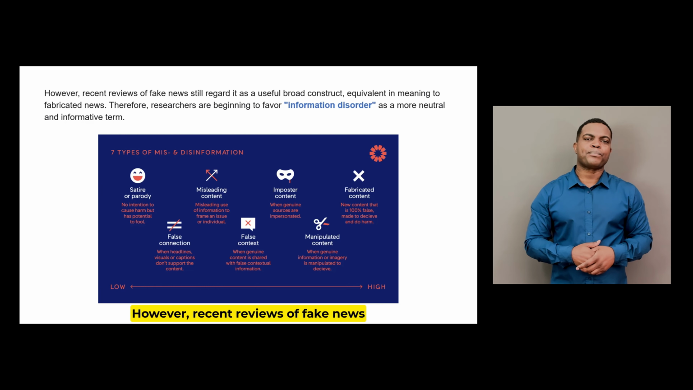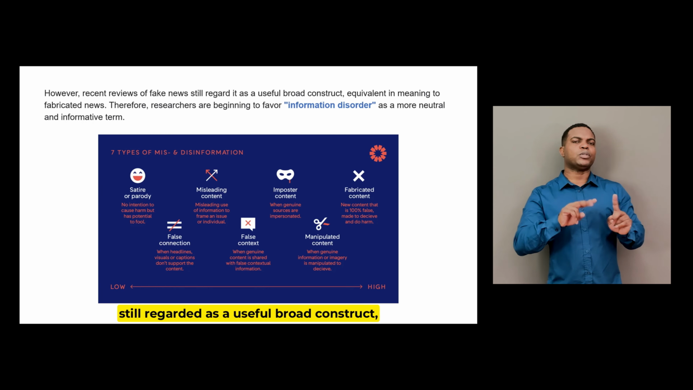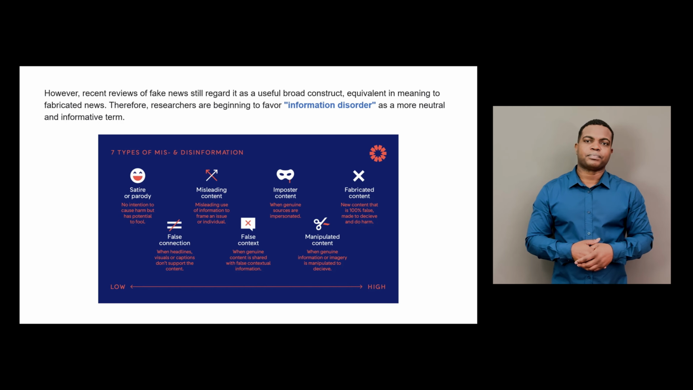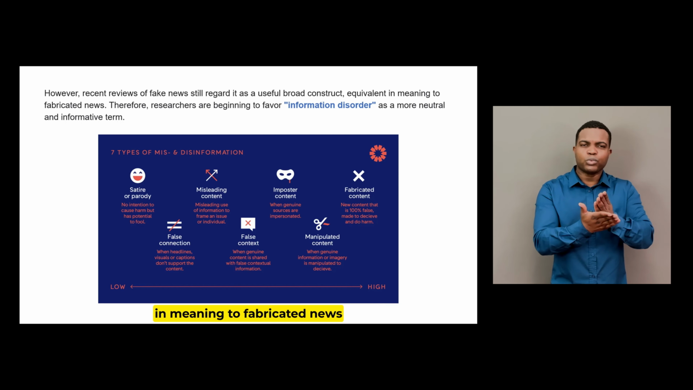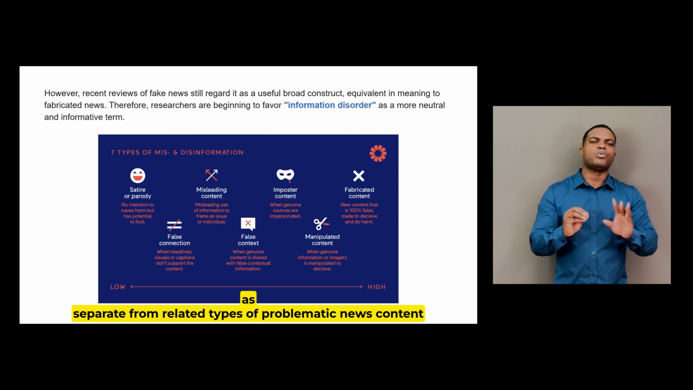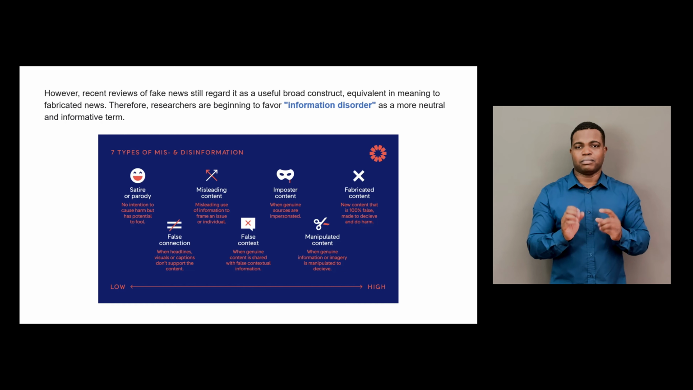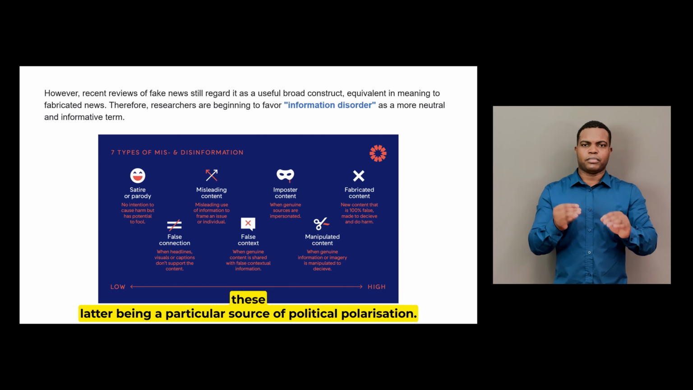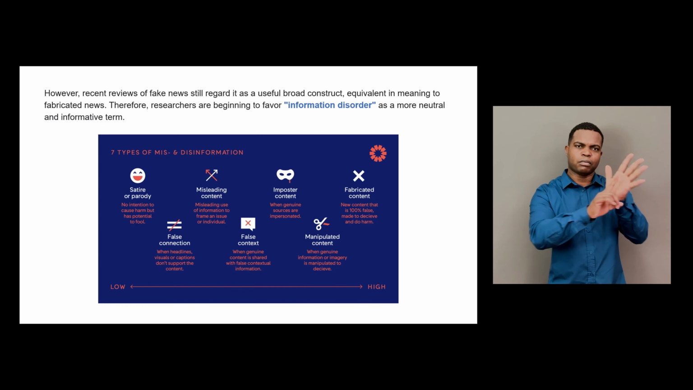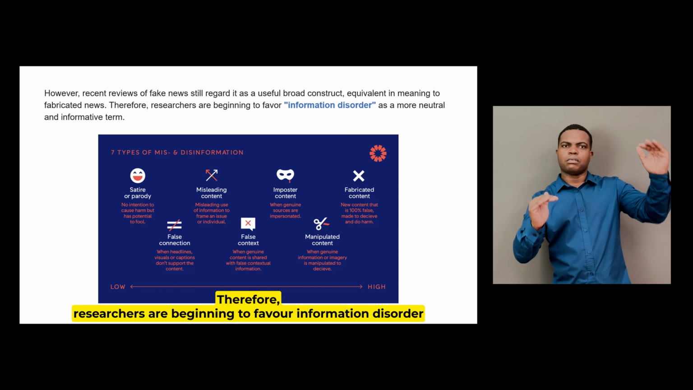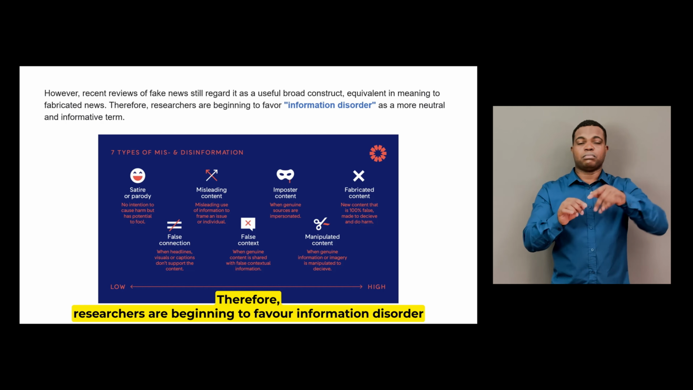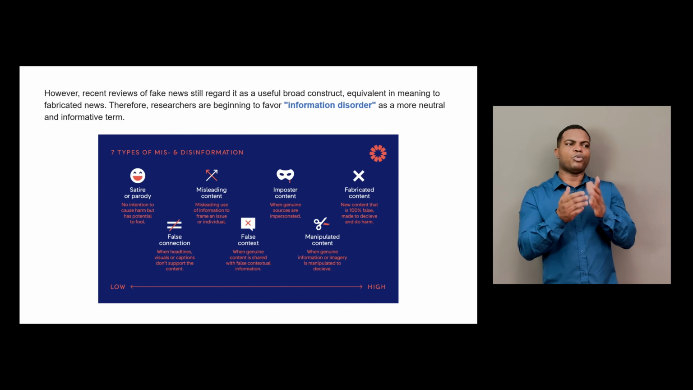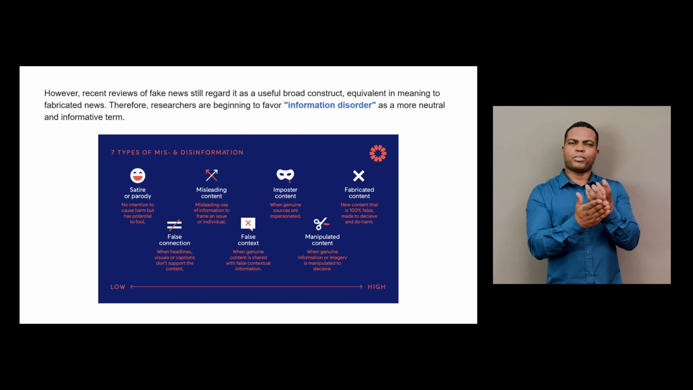However, recent reviews of fake news still regard it as a useful broad construct, equivalent in meaning to fabricated news, as separate from related types of problematic news content, such as hyperpartisan news, this latter being a particular source of political polarization. Therefore, researchers are beginning to favor information disorder as a more neutral term that is informative.